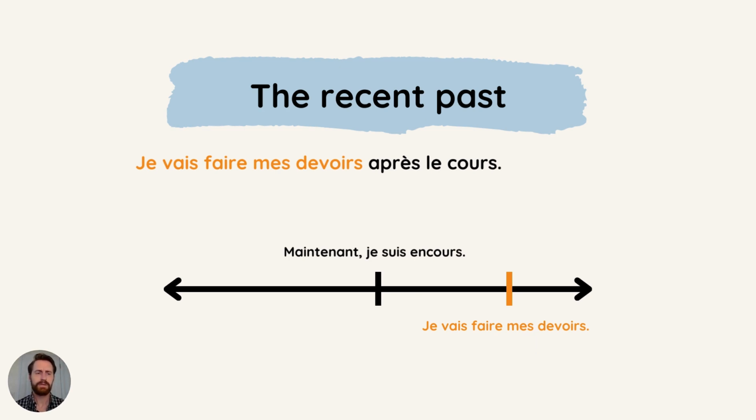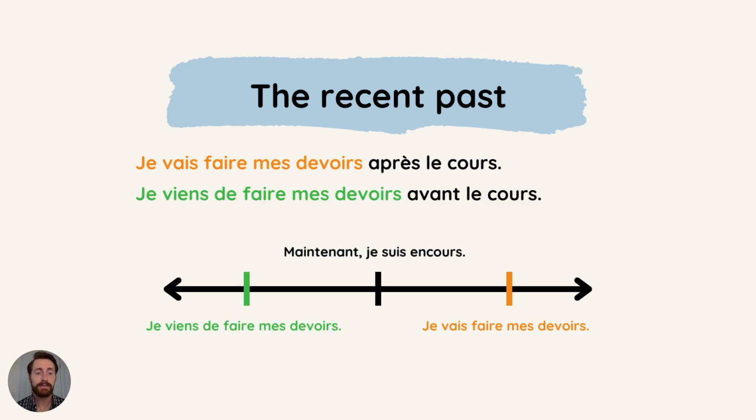Okay, so now we're going to take a look at another use for the verb venir. And we're going to be talking about the recent past. So, on va imaginer maintenant, right now, je suis en cours. Je vais faire mes devoirs après le cours. So here we can see a timeline. So when we say je vais faire mes devoirs, ça, c'est à l'avenir. This is in the future. So we use the verb aller to talk about things that happen or that will happen in the future.